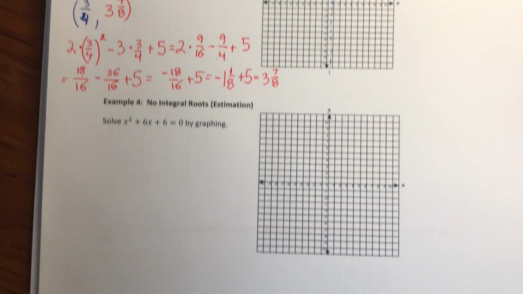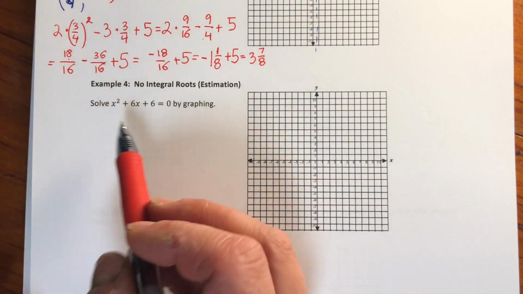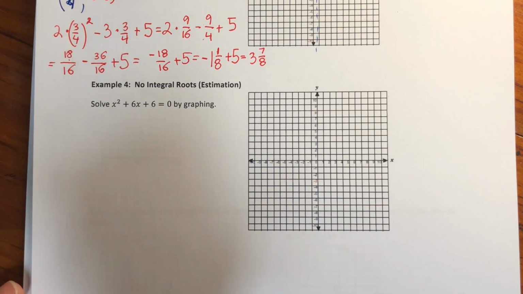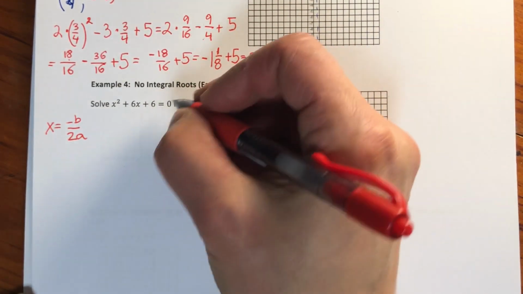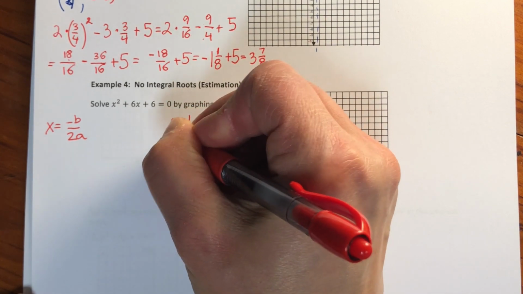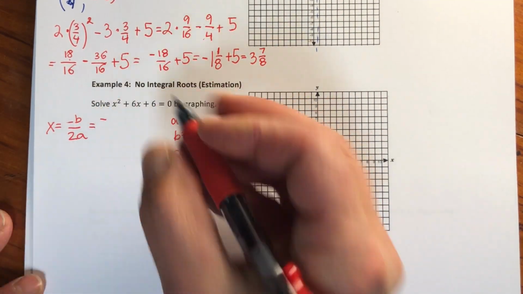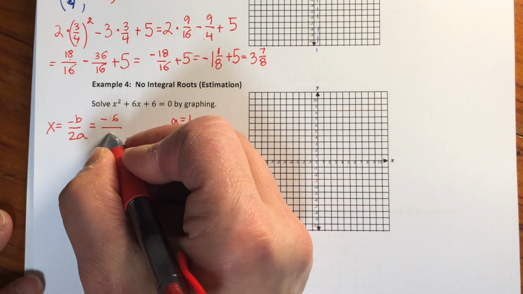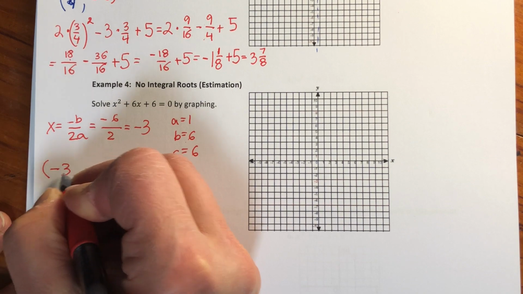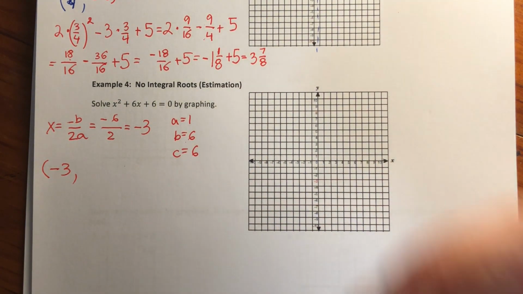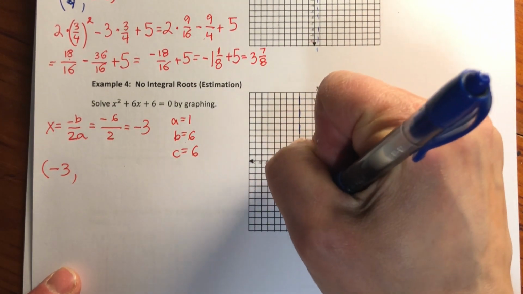All right, and then we have the last one. And the last one is very interesting. We are going to use the estimations. X squared plus 6x plus 6. Again, axis of symmetry. X is equal to negative b over 2a. Well, my a is 1, my b is 6, and my c is also 6. Negative b over 2. Well, now at least we are getting a nice number. I know that the x-coordinate of the vertex is negative 3. And I also know that that is going to be my axis of symmetry, my line of symmetry.